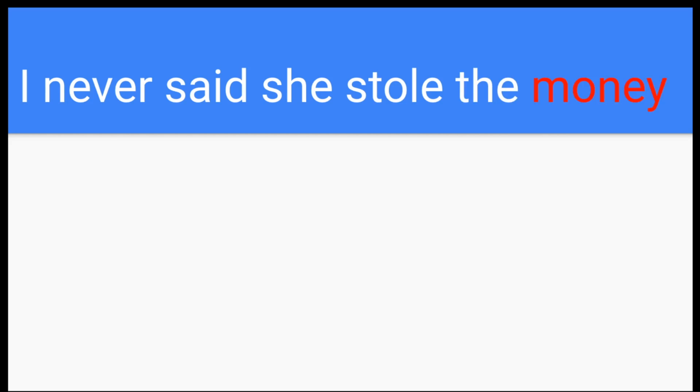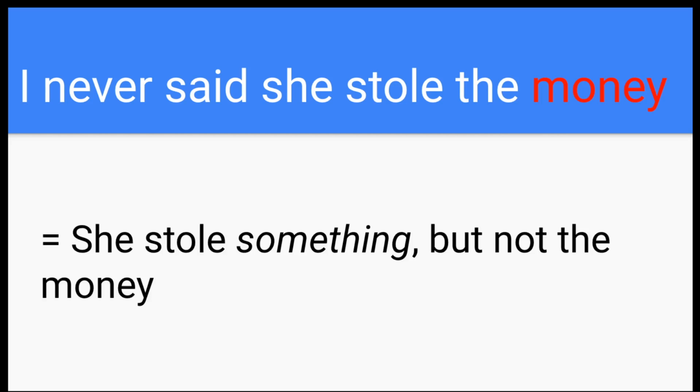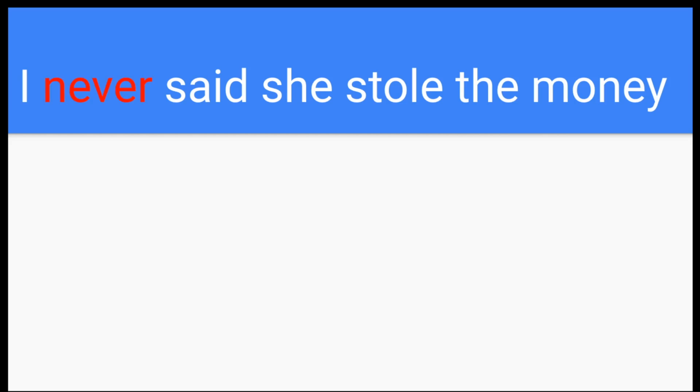I never said she stole the money. So I said she stole something, but not the money. So maybe I said she stole a book, but I did not say she stole the money. So we can see that moving the stress really changes the meaning. It changes what the person listening to you understands as your meaning. Okay, so from the same single sentence, we can stress each of the words and communicate a different meaning.